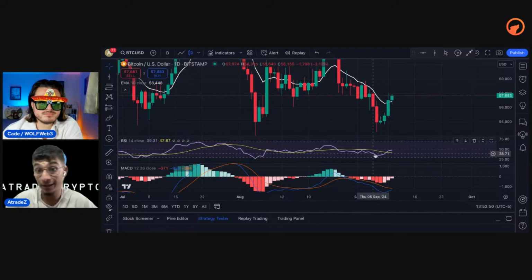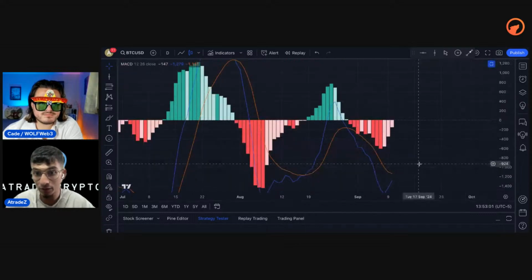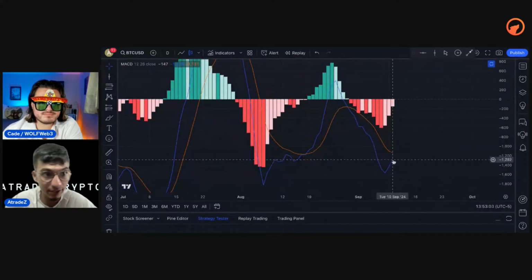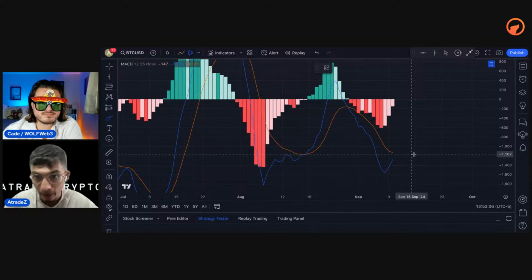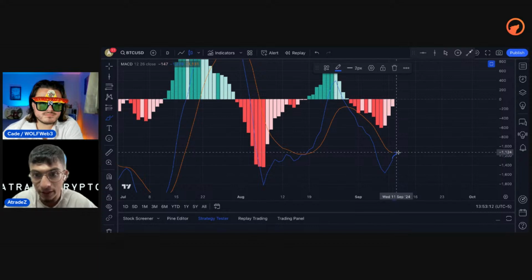RSI is at the bottom, which means risk versus reward is going to be better than entering up here, or especially up here. And MACD is on its way. Let's look at MACD right now. So you can see that MACD, once it gets to here, let me put it, and then this gets to here.